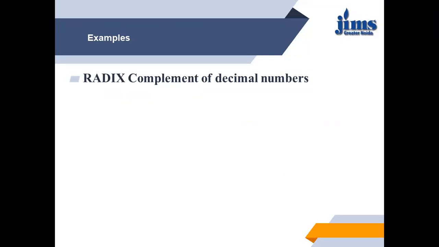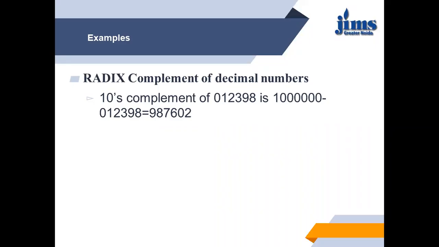Now for the decimal number, suppose we have to find out the ten's complement. Here is the r's complement, and the radix is 10, or base is 10 in a decimal number. So we say the ten's complement of this particular number, 0 1 2 3 9 8. So what we do, r to the power n, here the digits are 6, so 1 followed by 6 zeros minus this number will be your resulting 987602. This is for the case of just mathematical manipulation.